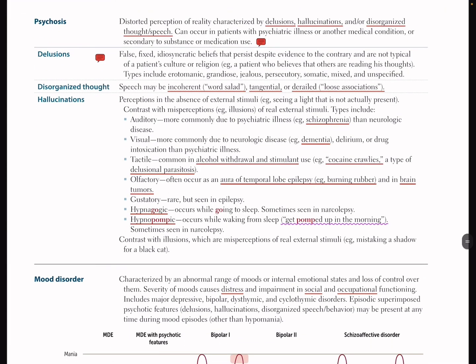Okay, delusions: false, fixed, idiosyncratic beliefs that persist despite evidence to the contrary and are not typical of the patient's cultural background, for example a patient who believes that others are reading his thoughts. Types include erotomanic, grandiose, jealous, persecutory, somatic, mixed, and unspecified. Okay, disorganized thought: speech may be incoherent, word salad, tangential, or delayed, with loose associations.